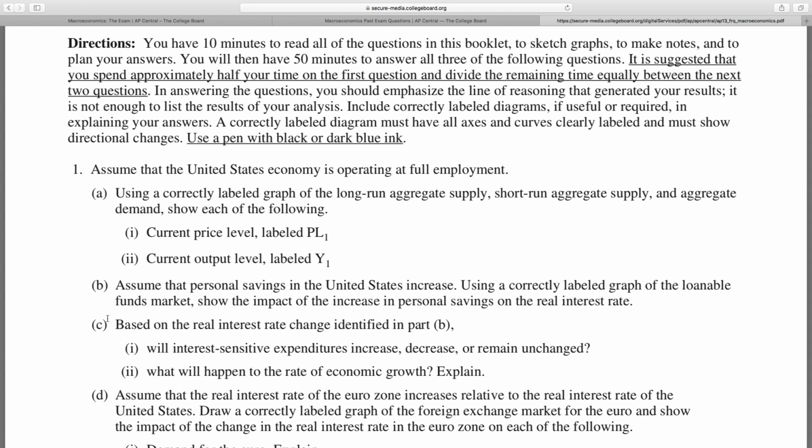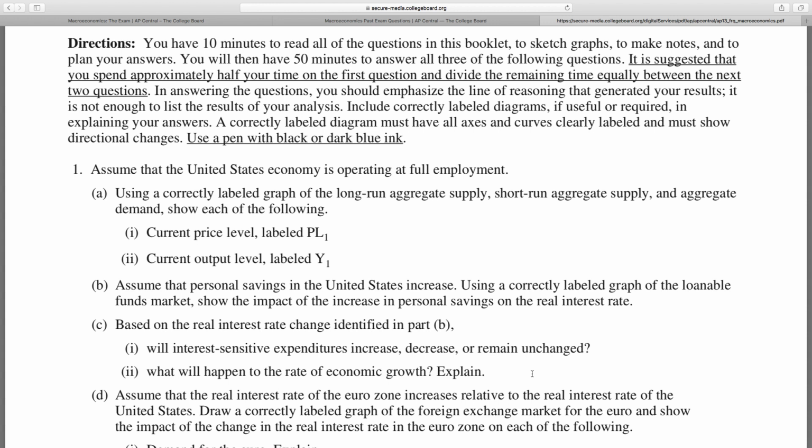Part 2 for C says, what will happen to the rate of economic growth? It is going to increase. All right, the real interest rate has gone down. Now, they want an explanation of this. This is really common. I would not be surprised at all if you saw something like this on May 18th. So when interest rates have gone down, what's going to happen to economic growth?